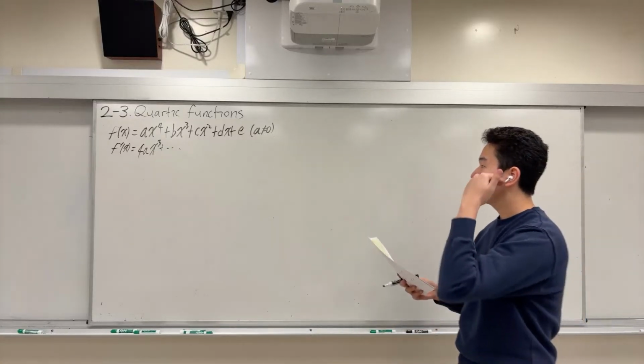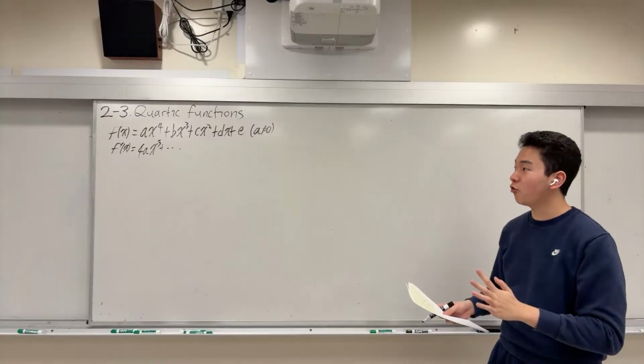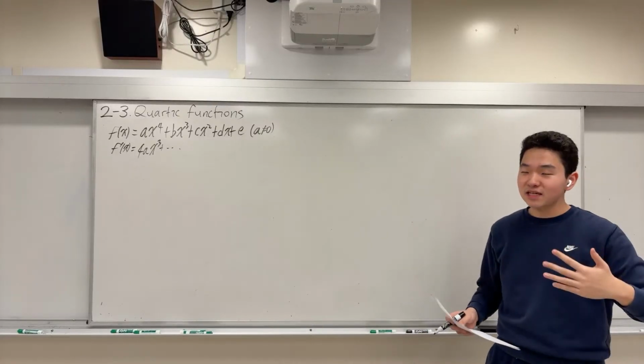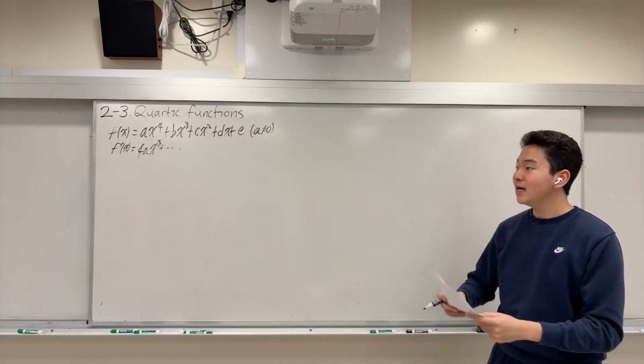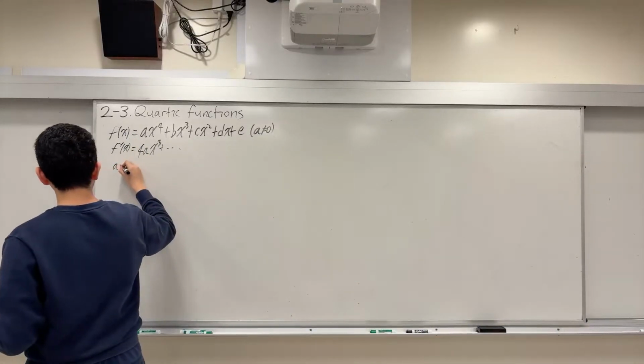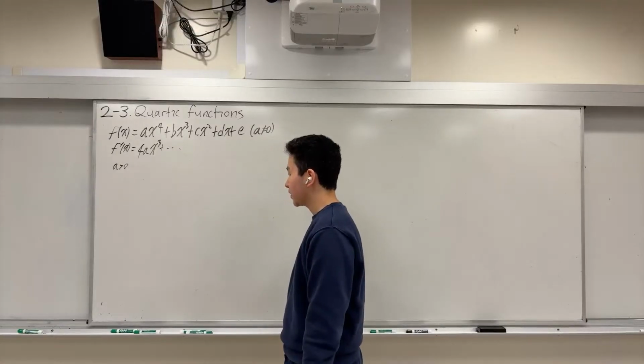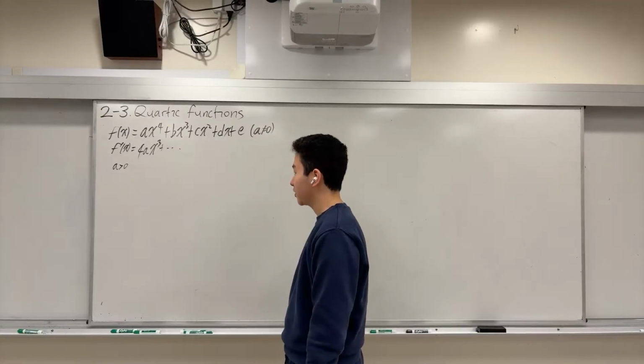Now I'm going to tell you 4 types of general shapes that quartic functions have. If you go into specifics, there's a lot more types, but I'll tell you the 4 general types. We'll assume that a is greater than 0, just to simplify our classification.